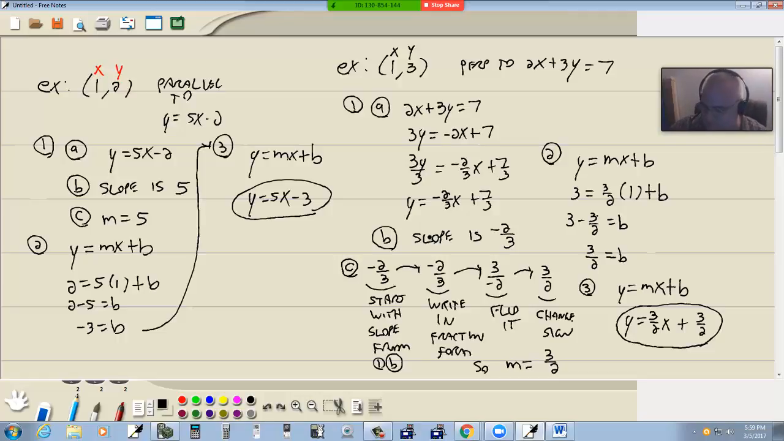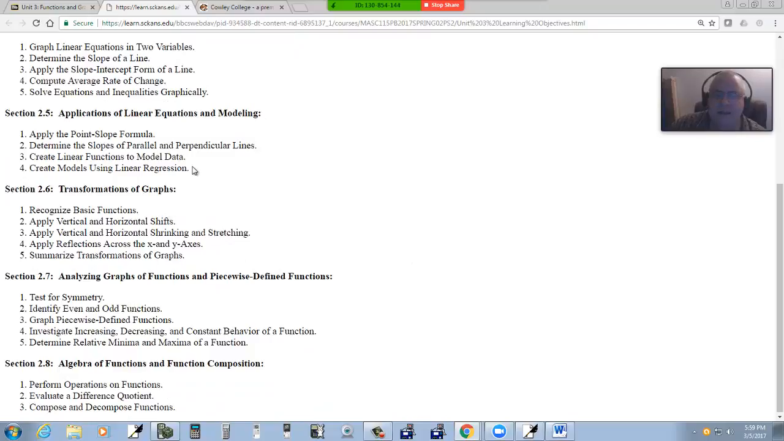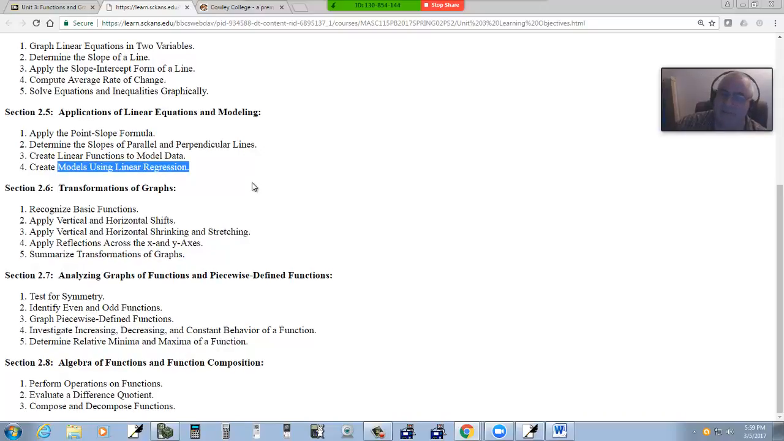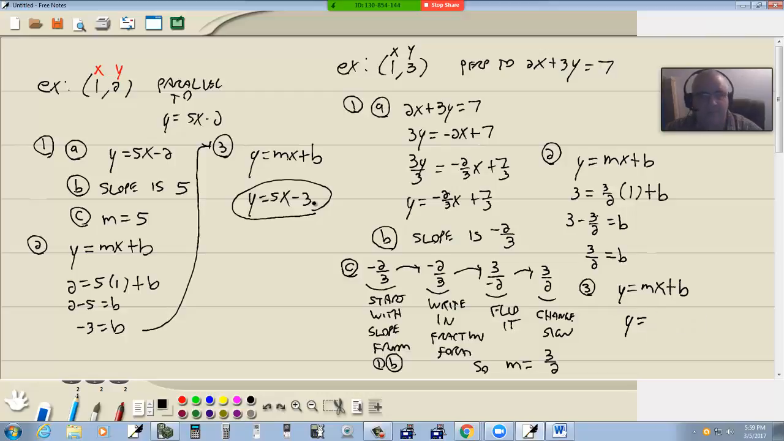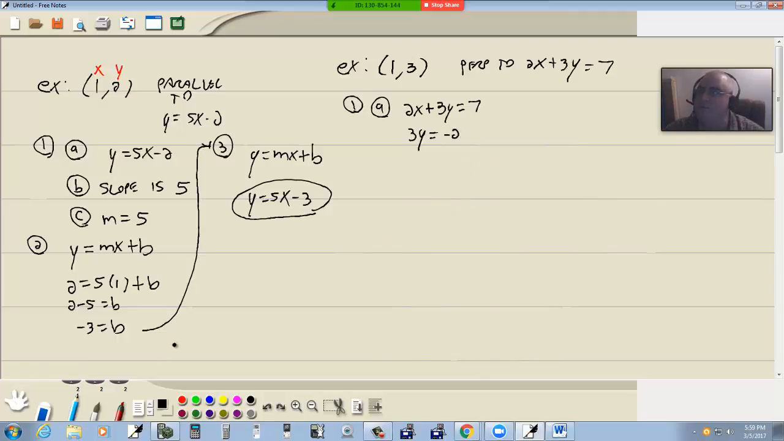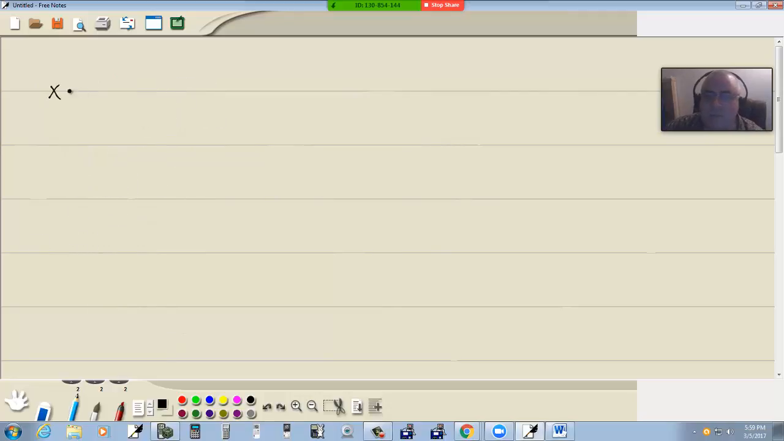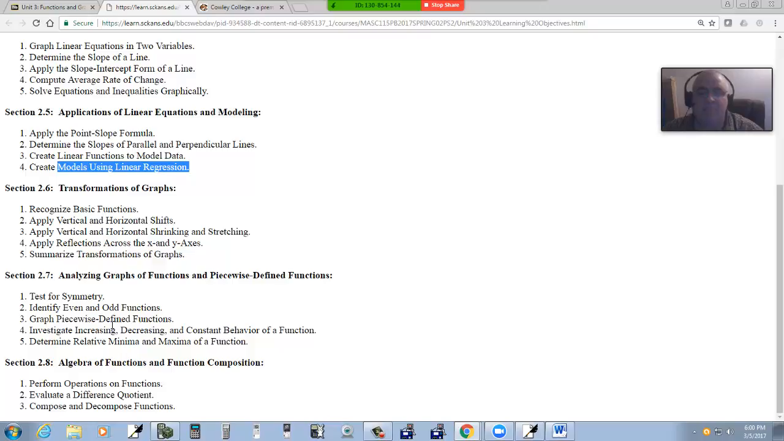Another train. Now they talk about linear regression here, so let me just show that real quick, just so you see how to do it on the calculator, because I don't think I have that in any of the videos. Clear this off first. If I have a set of points, and they may not be on a straight line, so don't think that has to be true. And this is -5, this is 0, and this is 7. And I want to create models using linear regression.